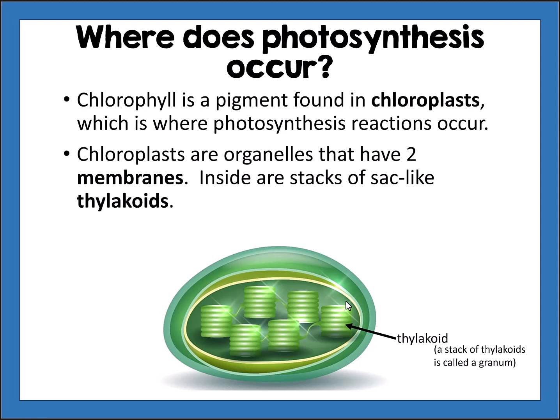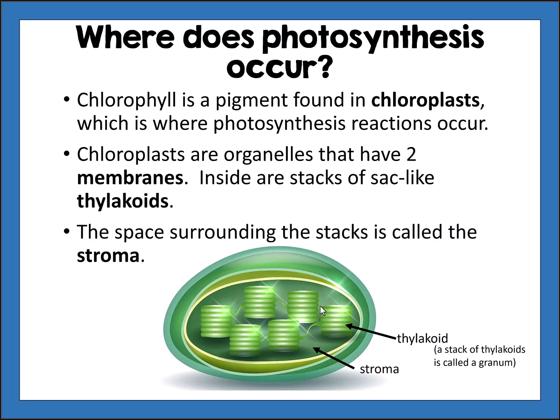Chloroplasts are organelles that have two membranes. Inside are stacks of sac-like thylakoids. So here are the two membranes of the chloroplast, an outer membrane and an inner membrane, and then inside that are these sac-like thylakoids, these stacks. And a stack of thylakoids is called a granum, so this whole section here. The space surrounding the stacks is called the stroma, so that's this blank space here. And that's where some of the reactions occur.